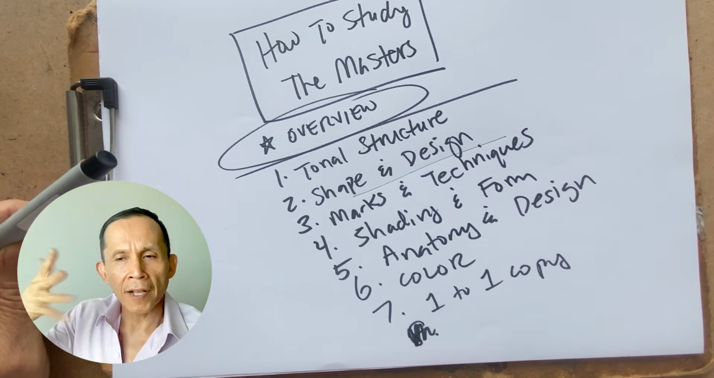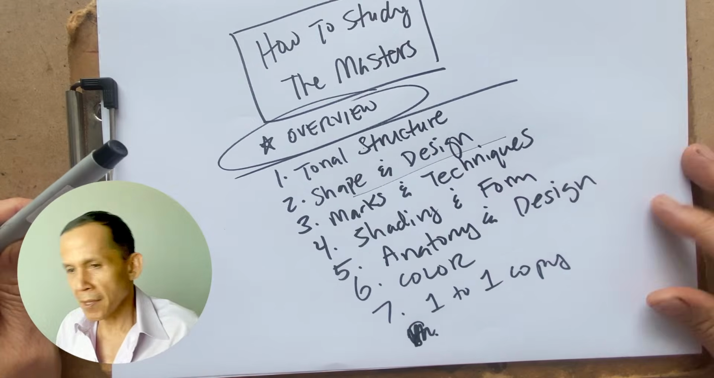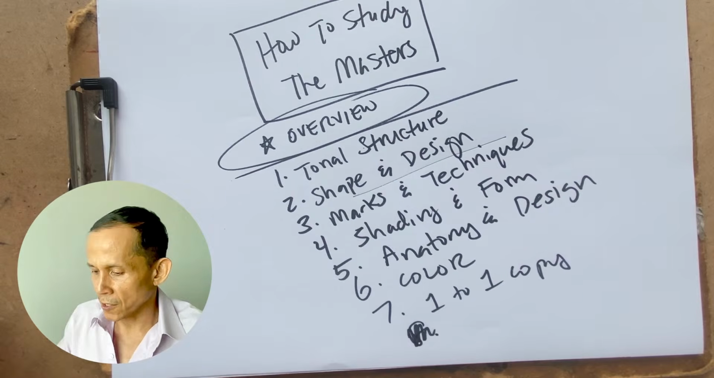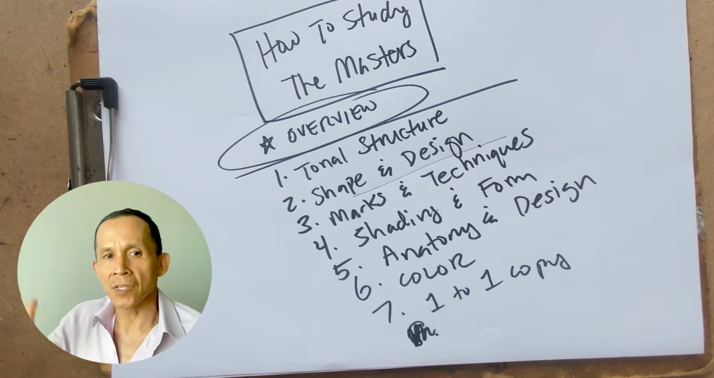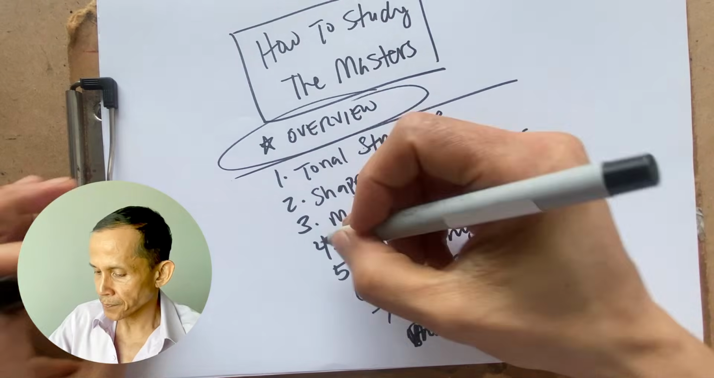Did they use flat brush? Did they use fan brush? Did they use thick paint? Did they use thin paint? Did they use blocky strokes? Did they use line and hatching? Did they use airbrushy, washy strokes? So all of that we can learn from marks and techniques.